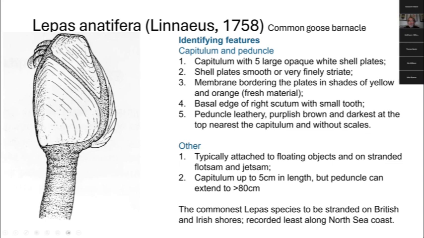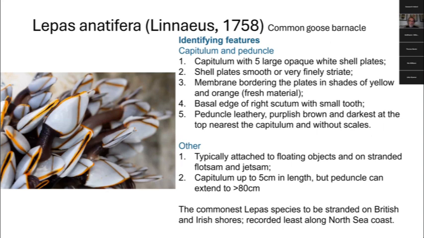The membrane bordering the plates is often colored in shades of yellow and orange, at least in fresh material. If you really want to get down to the nitty-gritty, on the scutum there is a small tooth that doesn't occur in other species, so that helps tell it apart from other Lepas species. But I don't have any photos of that. The peduncle is very leathery, purplish brown, darkest at the top nearest the capitulum, and the peduncle doesn't have any scales.